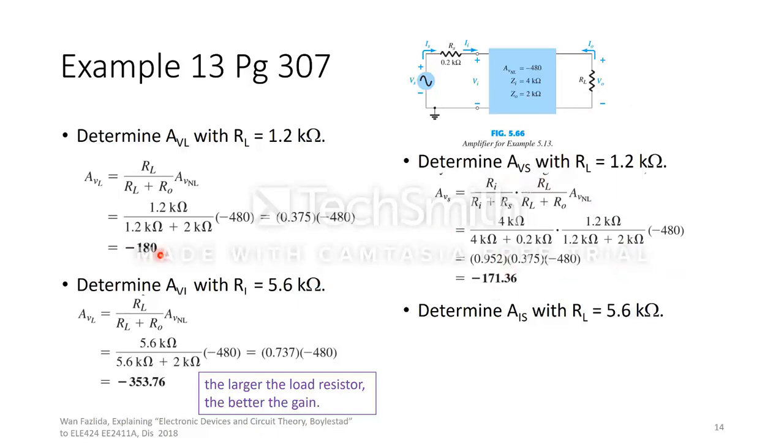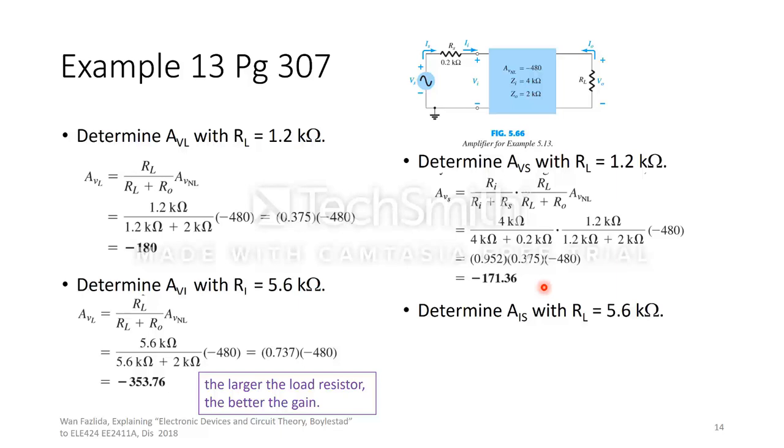Okay, from 180, you apply this two factor, Rin over Rin plus Rs, for one of the factors, which will give you... which one is Rin? 4 kilo ohm, I think this one, 0.952. And RL over RL plus Rout, which is going to give you a factor of 0.375, multiplied by 480, which gives you 171. So now the gain is further reduced to 171.